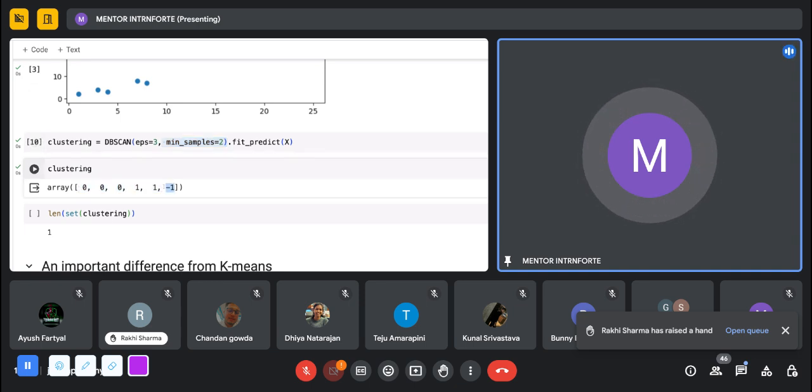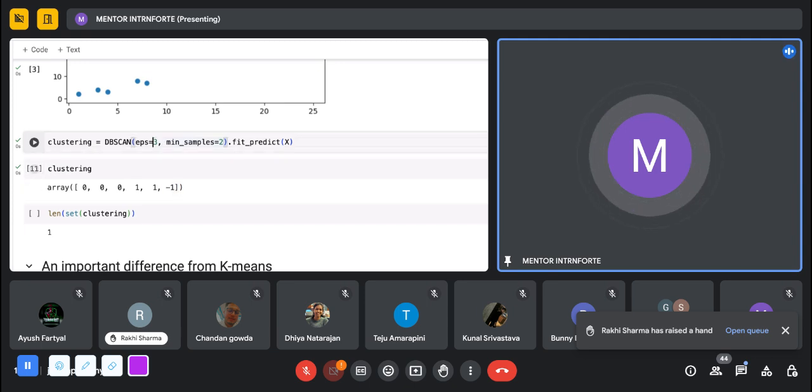And then can you see a -1? -1 means that is not a cluster, that is noise. The -1 that you are seeing is noise. So from these points, you can easily identify the clusters using DBSCAN, and you can also identify noise.